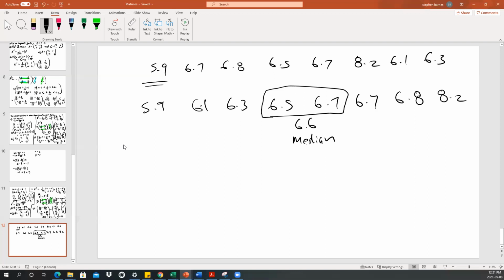Suppose you take off this number and this number. Check those two. If I take out those two numbers, 6.5 and 6.7 will still be in the middle. So the numbers to take out are 5.9 and 8.2.